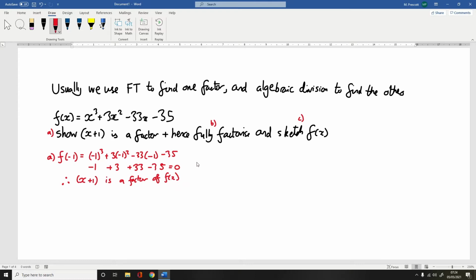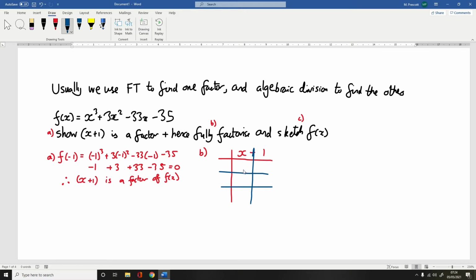Okay, hence fully factorised then. So let's go on to this algebraic division stuff. What we're going to do is draw ourselves a grid, and we are going to be dividing by x plus 1. And the way this works is we start by writing in the top left corner here. You can basically imagine there are sort of lines here as well.